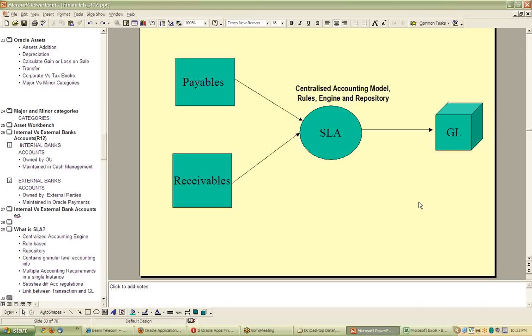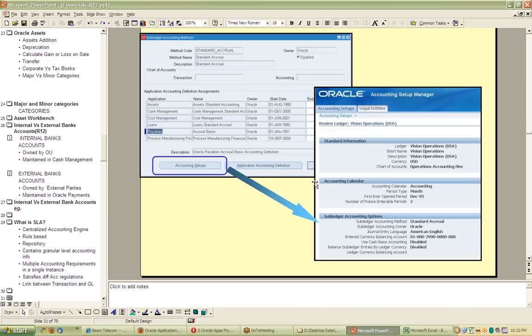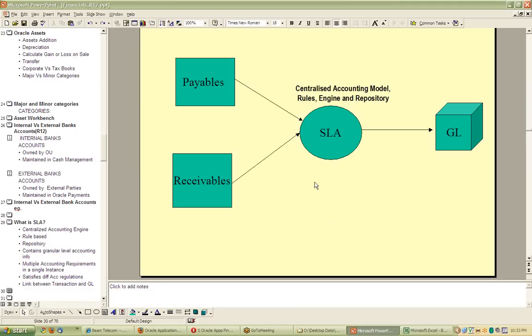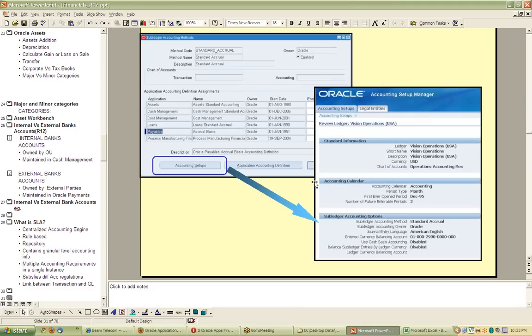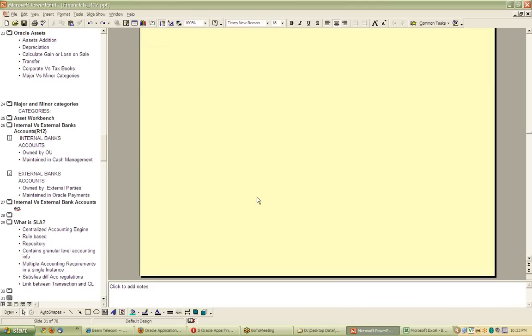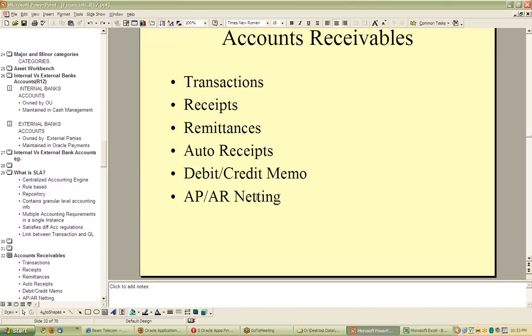So they felt the need for a centralized repository. From now onwards, if there is any issue in accounting, you will directly go to SLA and refer to the rules. You will not be going to different product modules. Okay, just a way of streamlining processes. And subledger accounting is represented by something called a SLAM, subledger accounting method. We'll come to that in detail later.